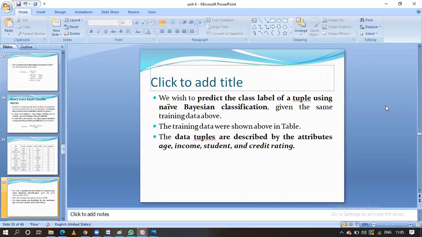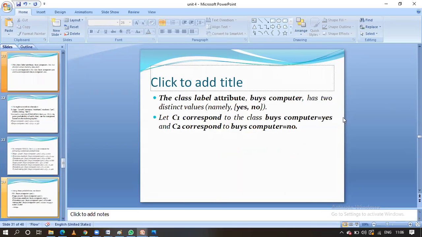From this we have to predict a particular class label with the help of the Naive Bayes classifier. The class label here is buying a computer. Yes means he is able to buy a computer, no means he is not able to buy a computer. Let us take buys computer equal to yes as corresponding to C1, and buys computer equal to no as corresponding to C2. C1 means he is able to buy a computer. C2 means he is not able to buy a computer. This is the class label.